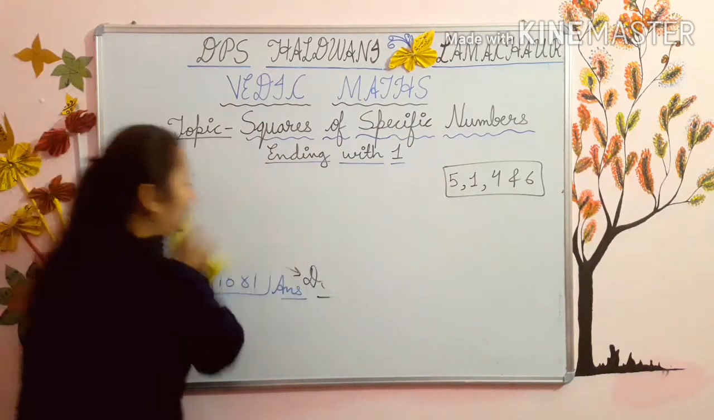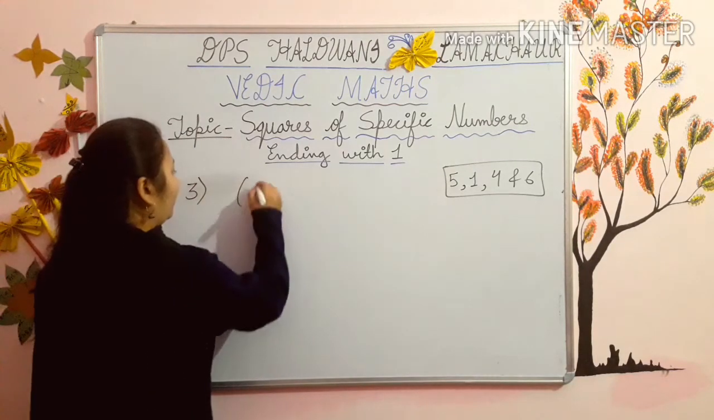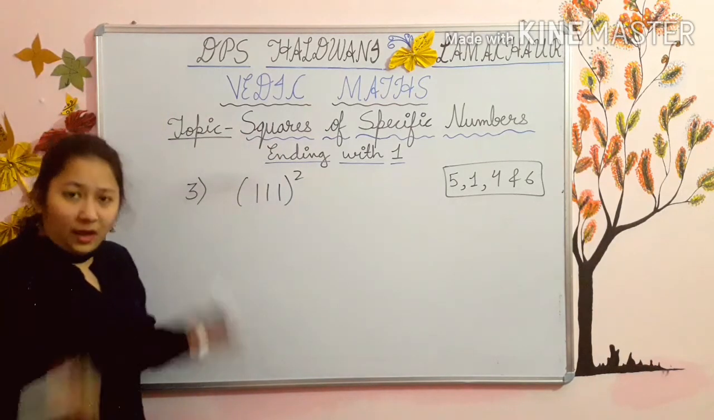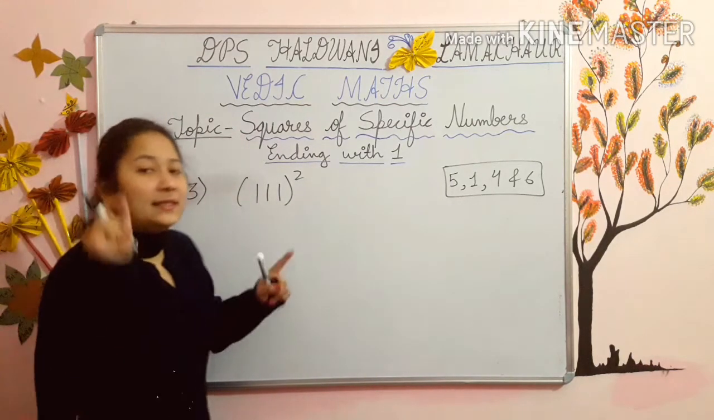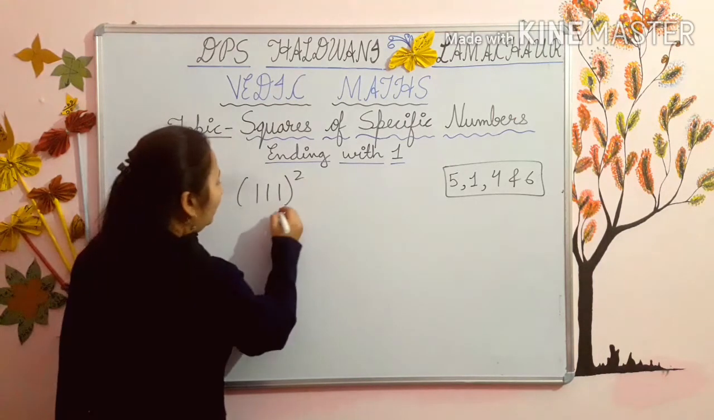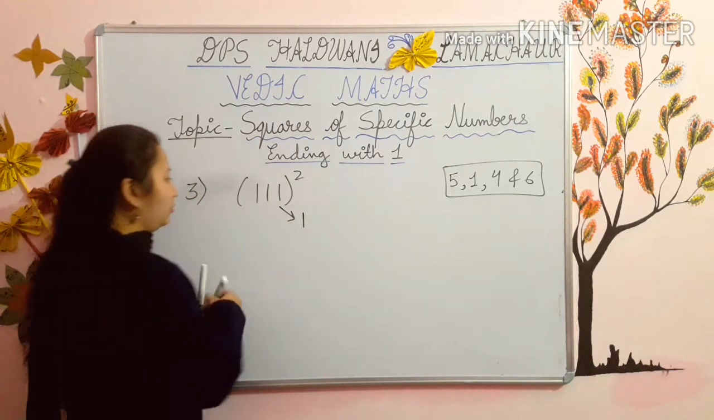Which is a 3-digit number. Now your third sum is square root of 111. Now the same trick, but there is a slight difference. Please watch the video till last, kids. Now the square root of 1 is 1, as you always do.